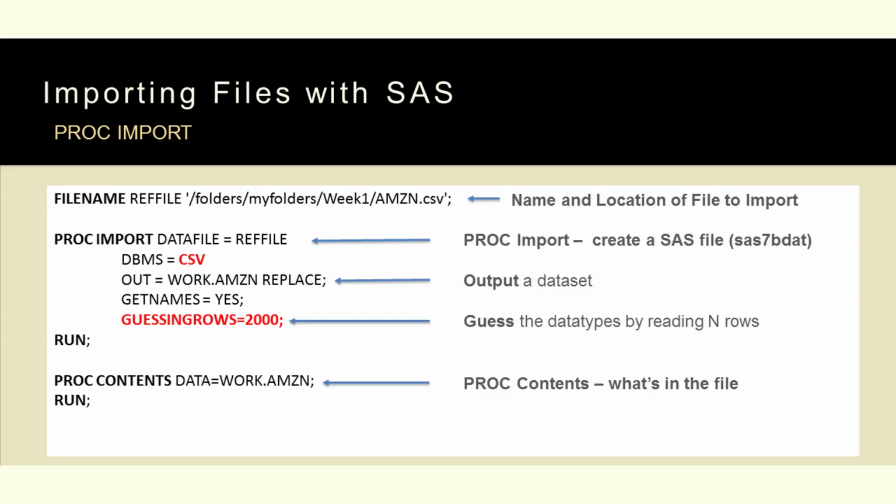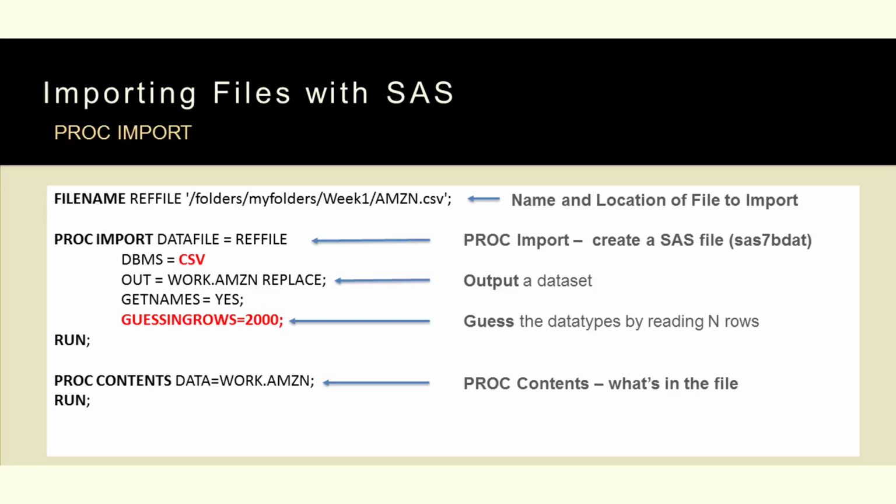To do that, SAS has a procedure called proc import. It takes in a file name and a ref file, which is just the reference to this CSV file. The DBMS tells you how it is delimited or what engine to use. The out equals tells you where you want to write the output data set to. Often you'll get an error or a warning if you don't say replace, if it is into a permanent location. Get names tells it to use the header of the file as the variable names.